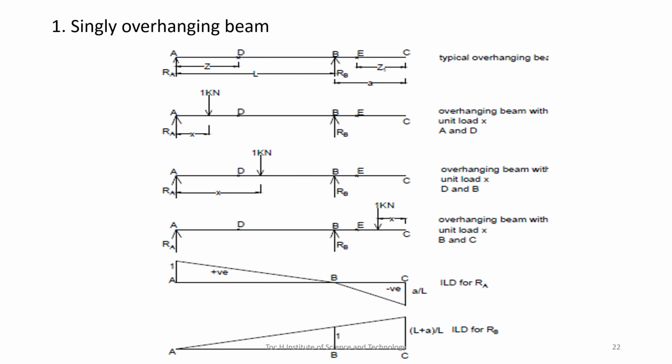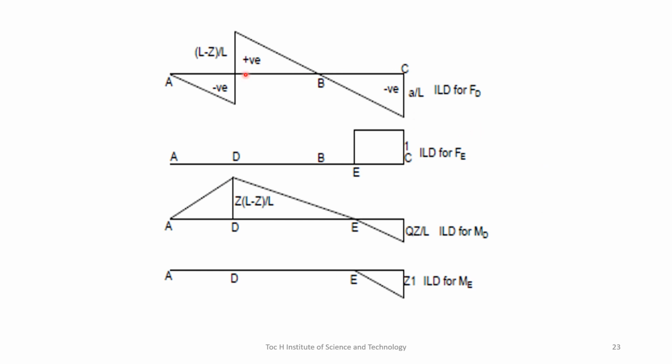Okay, now so that's about the problems on simply supported beam. Now I'm just going through the influence line diagrams for singly overhanging beam and also the doubly overhanging beam, which we discussed in the previous lectures. So this is the influence line diagram for RA, and this is for RB, this is for shear force at D, and this is for shear force at E, and this is for bending moment at D, and this is the influence line diagram for bending moment at E. And we already know how to draw all these influence line diagrams.